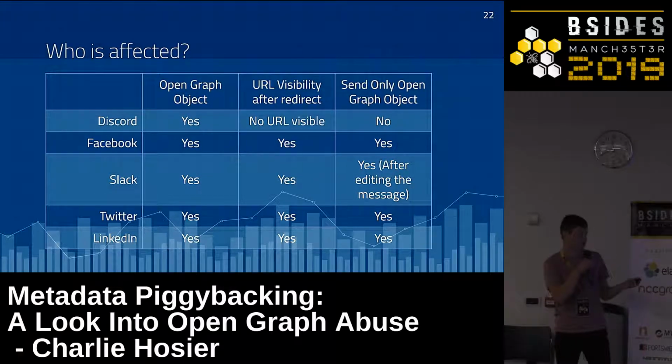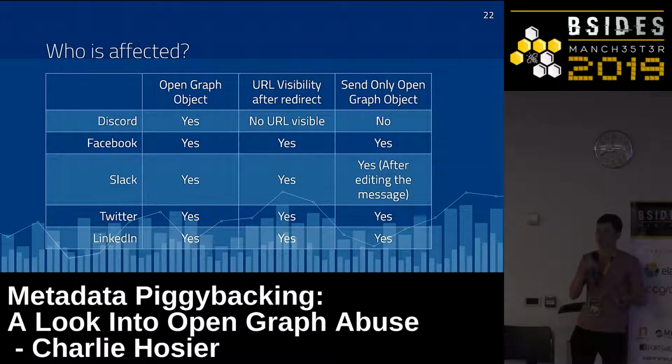So for Discord, it creates an Open Graph object. However, with Discord, there isn't a URL visible in the Open Graph object. So when you send a link, it creates an Open Graph object, but within that object, you have no URL visibility. However, with Discord, you can't send only the Open Graph object. You have to send the hyperlink as well as the Open Graph object, which means that the user can always see the exact link that they are actually visiting.